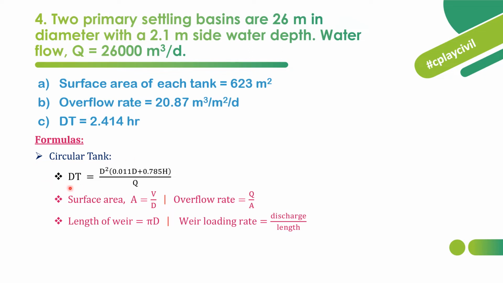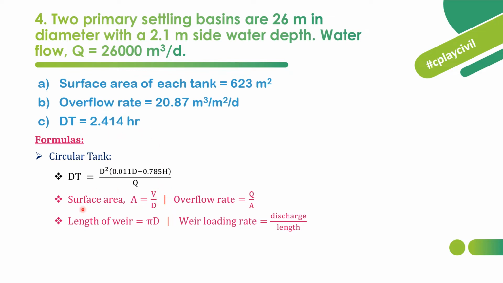So for circular tank, the detention time is given by d square into 0.011 d plus 0.785 h by Q. We have d, that is the diameter of the circular tank as 26 meter, and h is the side water depth, that is given as 2.1 meter, and Q is the flow rate. Here they have mentioned 2 primary settling basins. So for 2 primary settling basins they have given the flow rate, and we have to consider it for one tank. For one tank, what is the flow rate? Divided by 2, 13,000 meter cube per day. So Q is 13,000. So upon substituting these things, we will get the detention time as 2.414 hours.